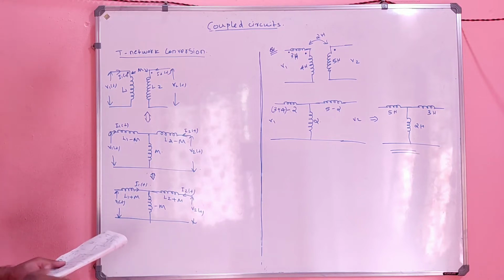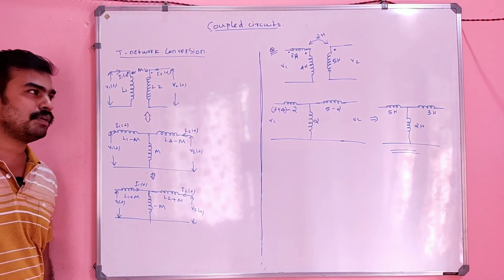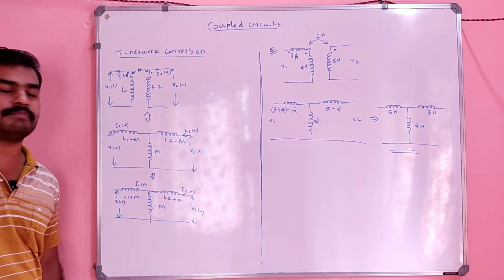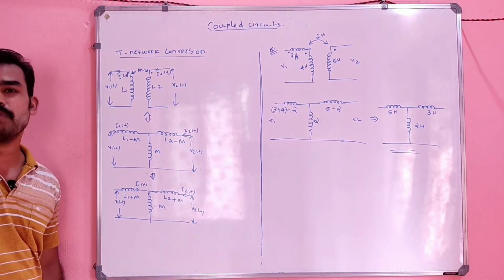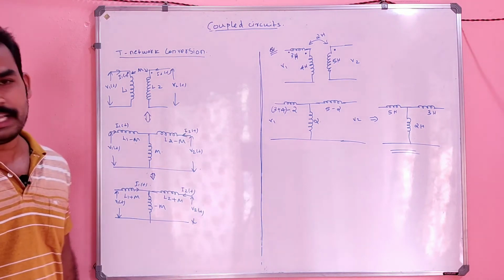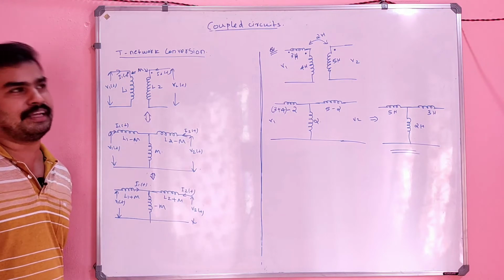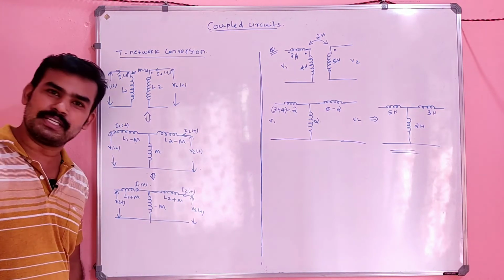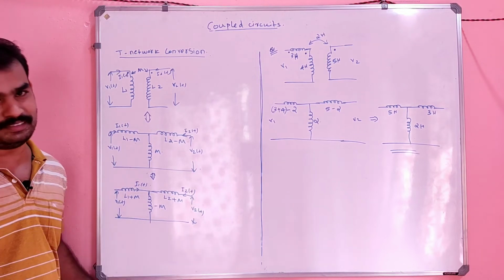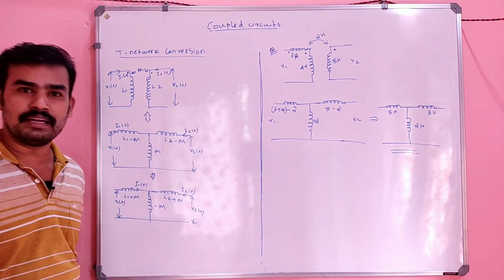Okay? Is it clear? I think you didn't study this in BTech electrical. These are advanced topics. Normally you have problems at most in the range of L1 plus L2 plus 2M, L1 plus L2 minus 2M, or at most the parallel circuit, not a combination like this. These are all advanced level.